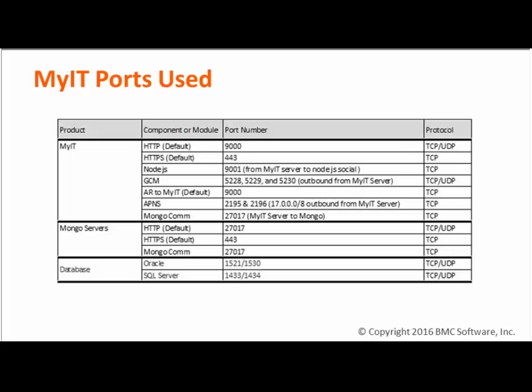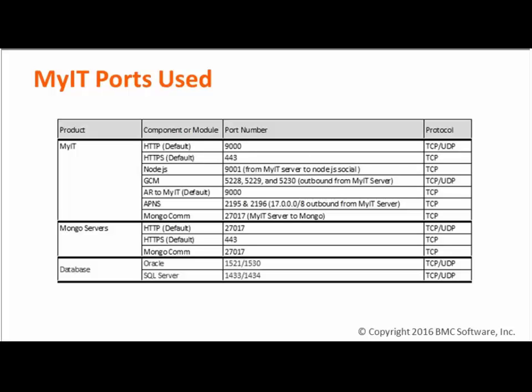Cloud. And similarly for the APNS, the Apple Push Notification Service, the ports that need to be enabled are 2195 and 2196, and they give an IP range, so you'll have to enable it for that class 17.0.0.0. This is again outbound from the MyIT server.